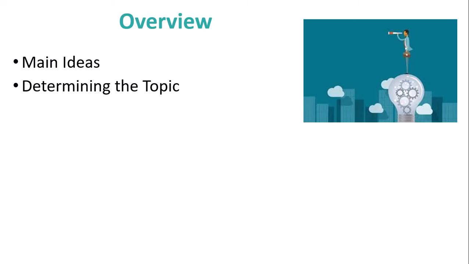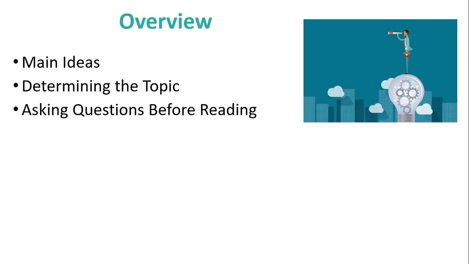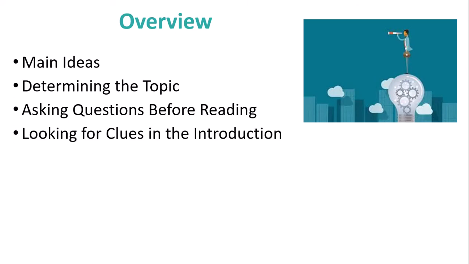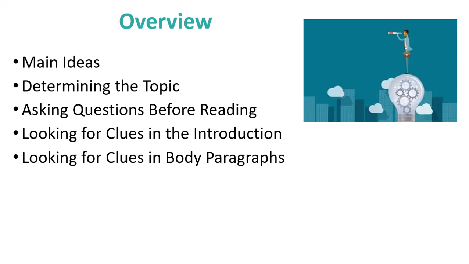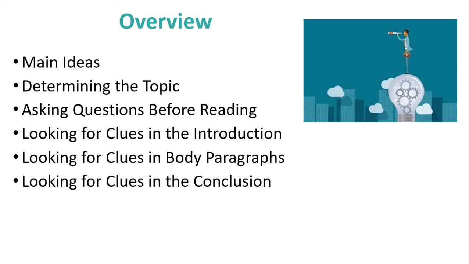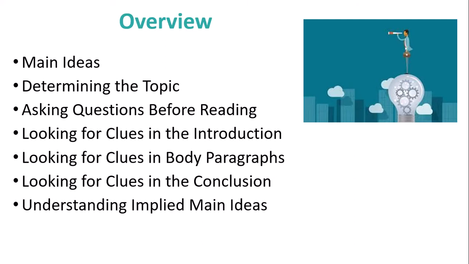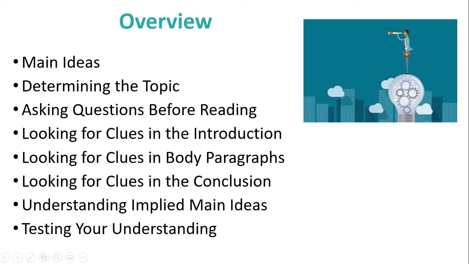What we're going to look at first are what main ideas are. Then we're going to talk about how to determine the topic. We're going to look at asking questions before reading, looking for clues in the introduction, looking for clues in body paragraphs, looking for clues in the conclusion, and understanding implied main ideas. Those are main ideas that aren't stated directly. And lastly, testing your own understanding to make sure that you got this right.